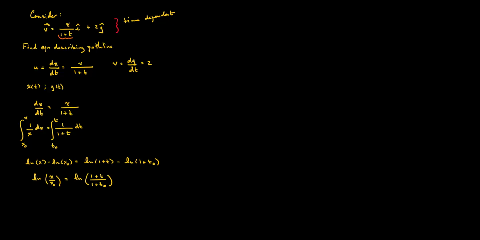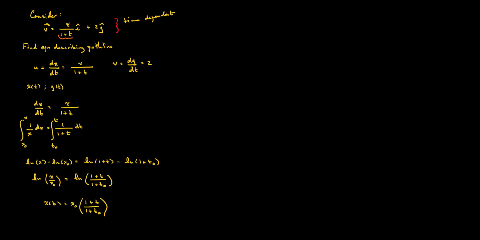Okay, so if we take the exponential of both sides, we recover what's inside the brackets. So we're just going to have x over x naught is equal to 1 plus t over 1 plus t naught, or x of t is equal to x naught multiplied by 1 plus t over 1 plus t naught.